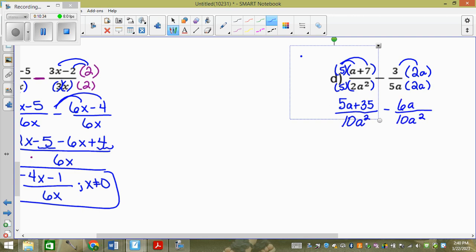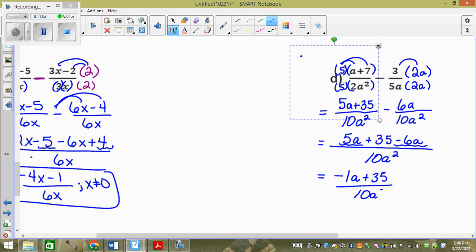Make sure you have equal signs running down the left-hand side of all of your rationals. Equal signs down the left-hand side. And then you can write over one denominator. Now we get 5a plus 35 minus 6a. And then you can collect like terms. So we get 5 apples minus 6 apples is negative 1 apple plus 35 all over 10a squared. What's my NPV? a can't equal 0 because it's a monomial denominator. It's just whatever the variable is can't equal 0. Then we're going to flip over.